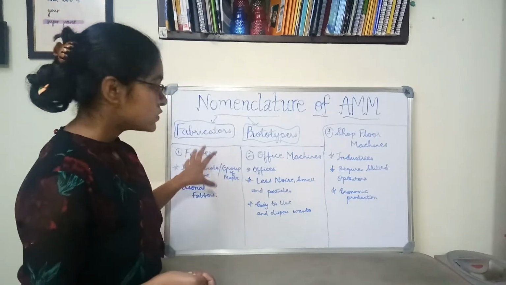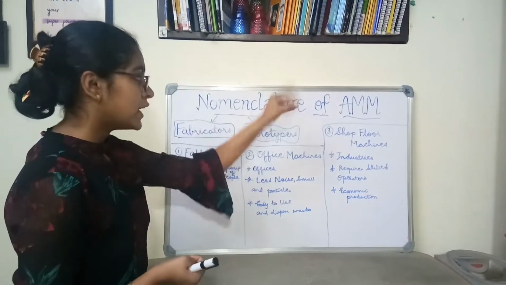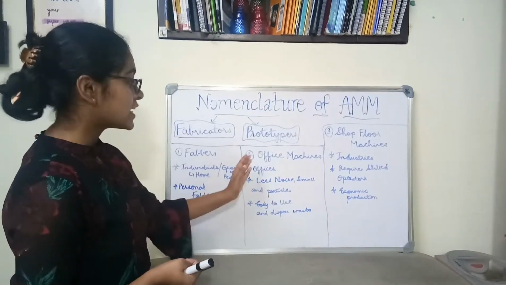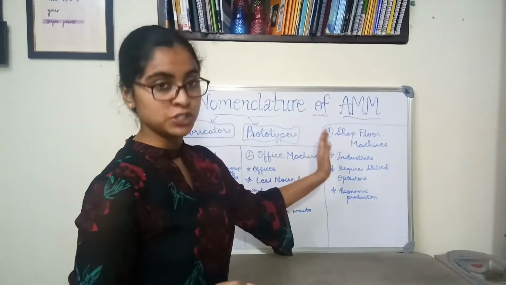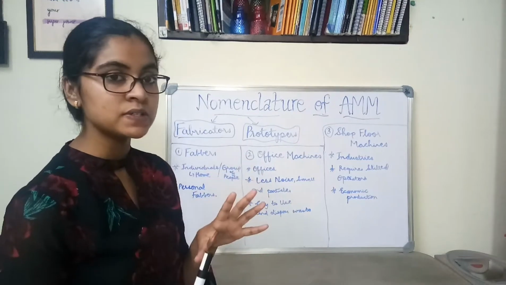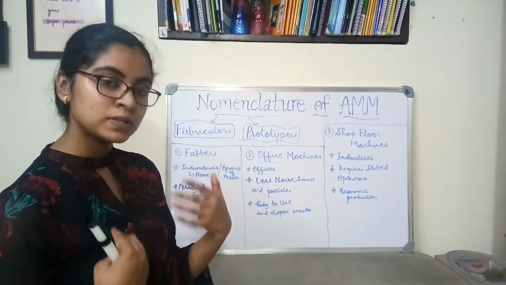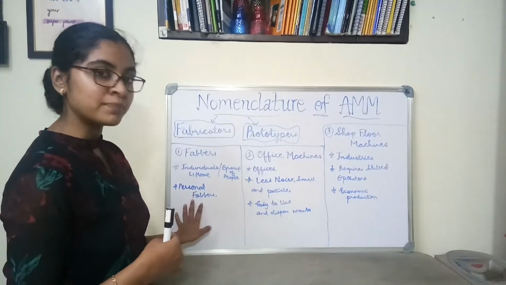Now, based on the second type of classification, which is based on the location they are used in, the AM machines are of three types. The first one being fabbers, the second one being office machines, and the third one being shop floor machines. Fabbers, they are used at homes and other personal spaces, and since they're used by individuals or group of individuals in their own personal space, it's also known as personal fabbers.